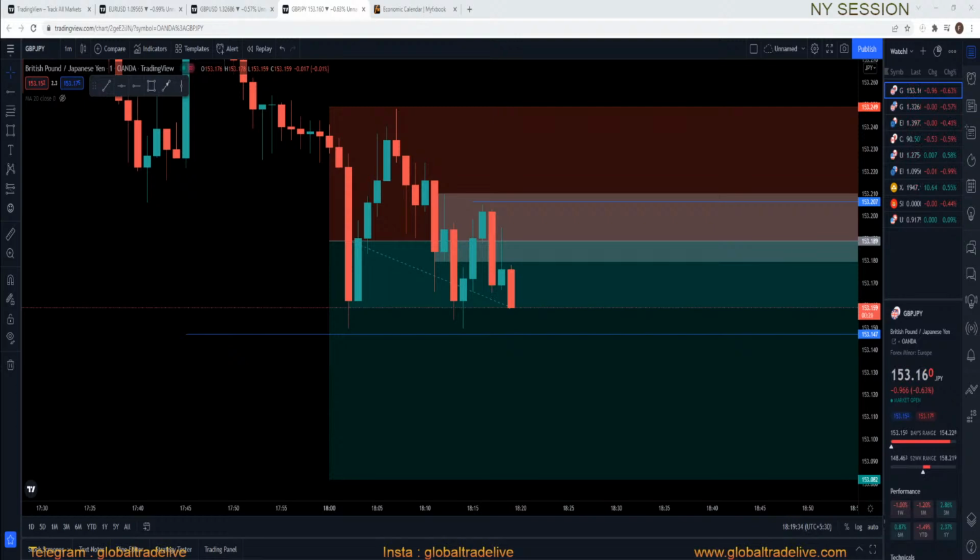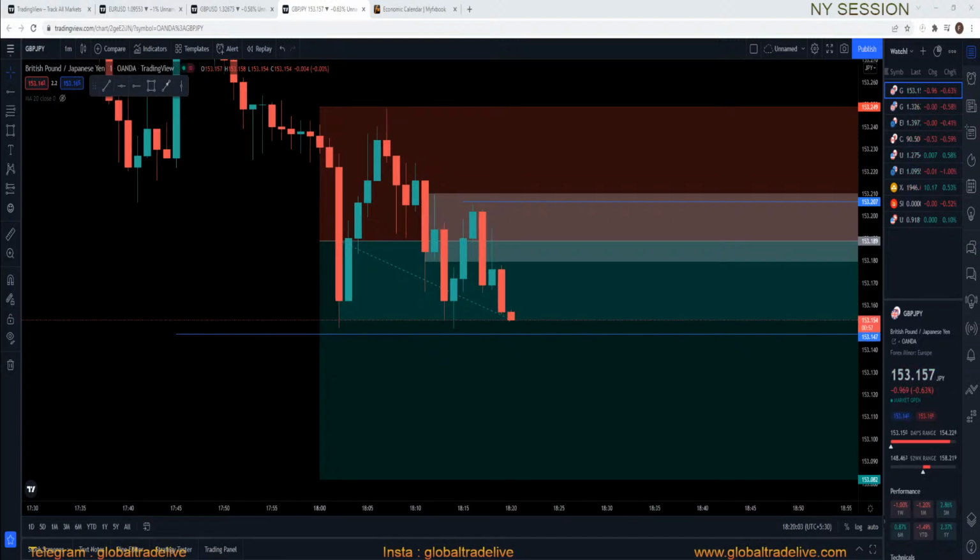So running in 2.5, 2.6 pips over here. I'm gonna enter a trade once it breaks the low. And once it breaks the low, my stops will be above the current 15 minutes high, which will be 153.207 area. Okay, it's about to break the low.